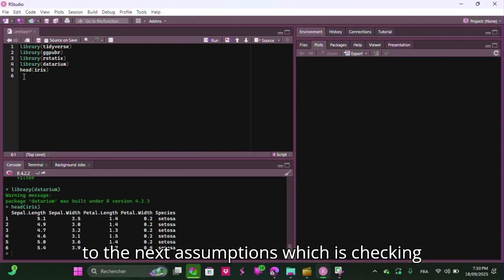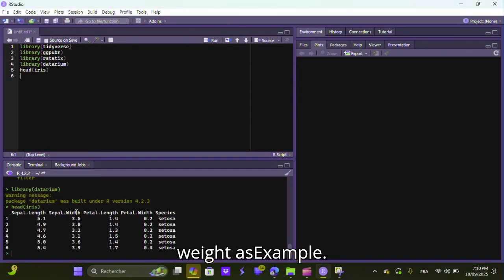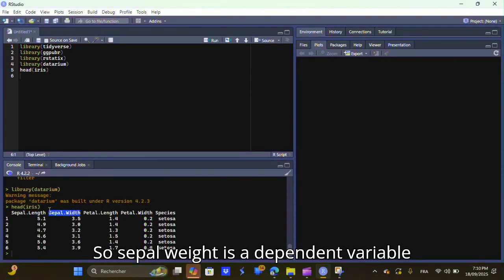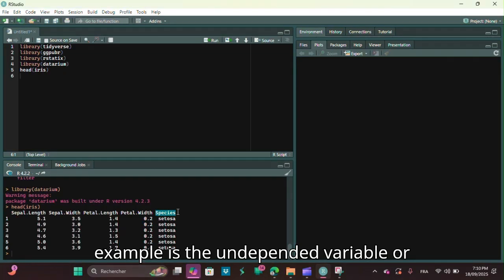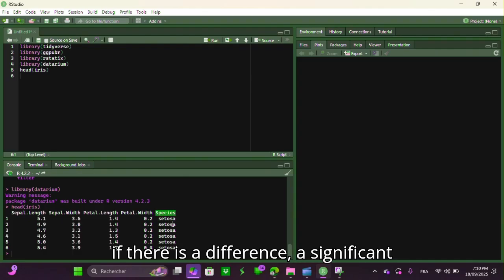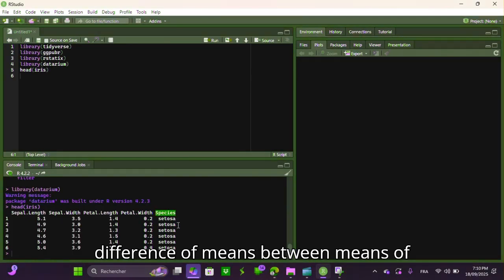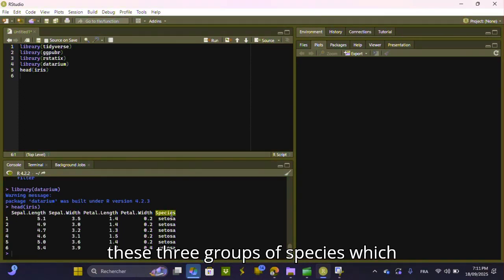So move on to the next assumption, which is checking the normality of distribution, taking, for example, sepal width as an example. So sepal width is a dependent variable or response variable, and species is the independent variable or explanatory variable. So we want to check if there is a significant difference between means of these three groups of species, which refers to Setosa, Virginica, Versicolor.